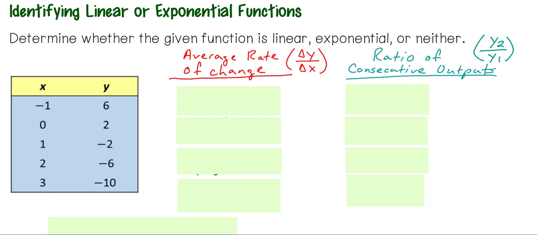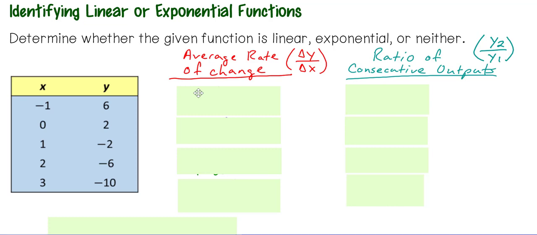Okay, so identifying linear or exponential functions, and we're looking at tables. So we want to determine whether the given function is linear, exponential, or neither. So what we want to do is look at two things. We want to look at the average rate of change, which is basically our slope, the change in y over the change in x. And we also want to look at the ratio of consecutive outputs. That means we would take two outputs in a row and divide them.